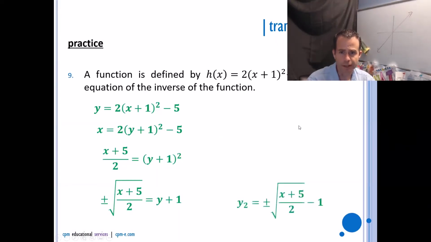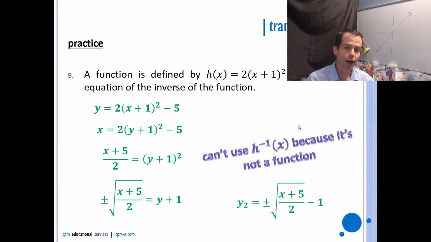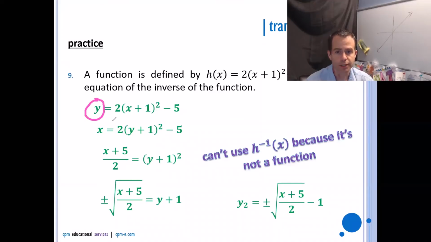Now, this is not a function. So I want you to notice that I wrote my answer as y subscript 2. I can't call this h to the negative 1 of x because that's reserved only for if the inverse is a function. If the inverse was a function, I would have written it as h to the negative 1 of x, but because the inverse is not a function here, I have written it as y subscript 2. The reason I stuck the 2 there is because I wanted to distinguish that it was not the same y as this y right here, right? Okay?